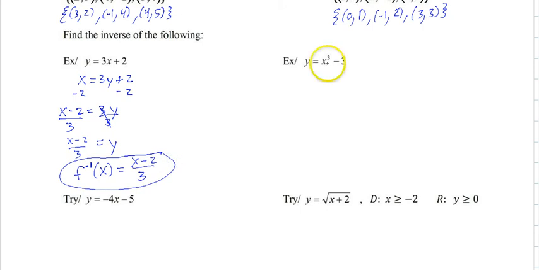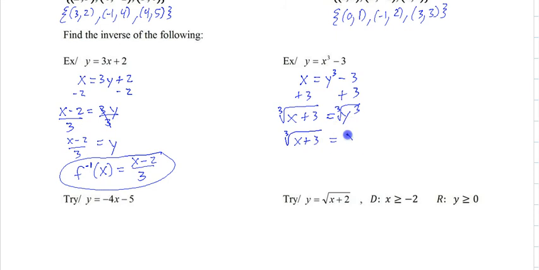Let's try it again. So we switch them. That would now be x, and that would be y. And then we have to solve for the y, which means adding 3 to isolate the cube so that we can cube root it. And then put it in its inverse function notation. And there we go.